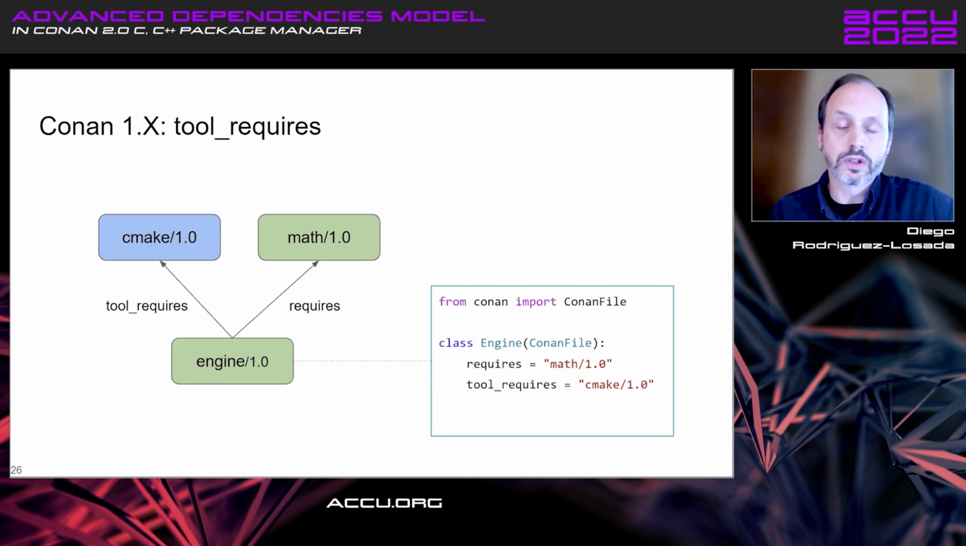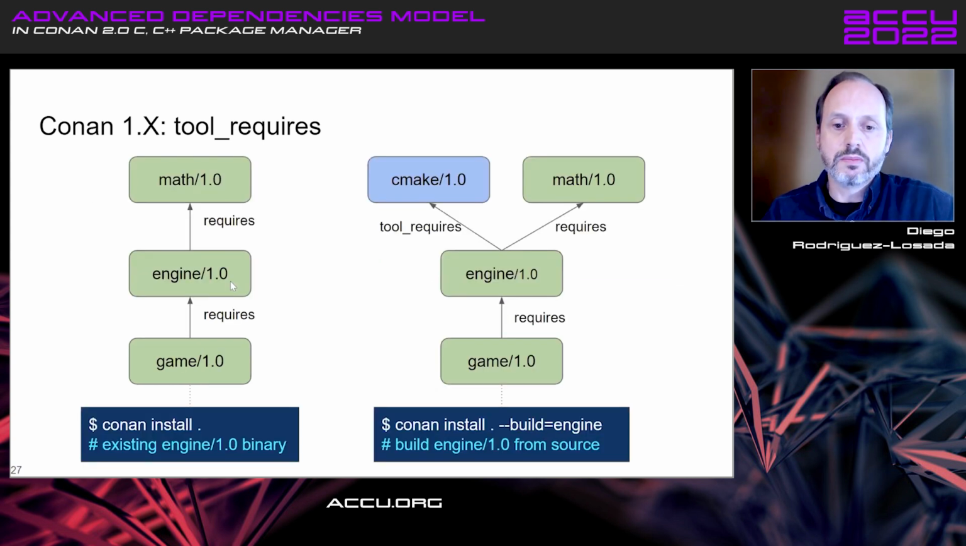Tool requires is the modern naming of build requires. They are declared exactly the same as a class attribute, as we can see here in the engine recipe. Tool requires equals something, and that will be a tool require. Okay, in this case, the CMake one in blue. The first important thing that we have to know in Conan 1 is that the dependency graph for tool requires changes. It's not always the same. And it changes depending if you need to build from sources or you don't.